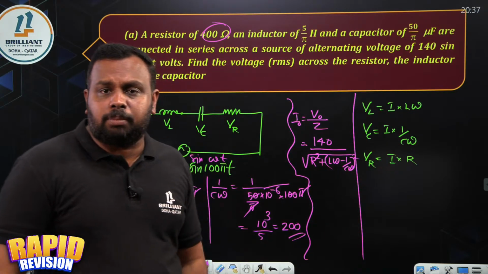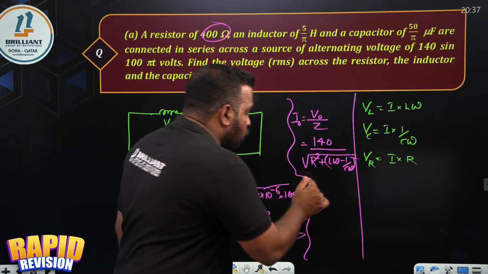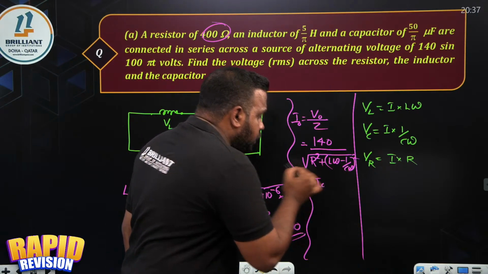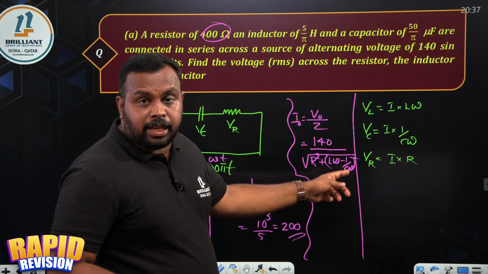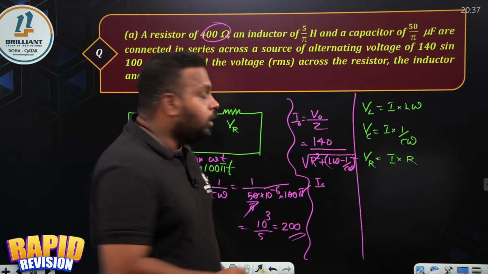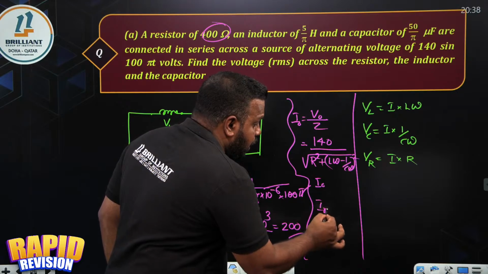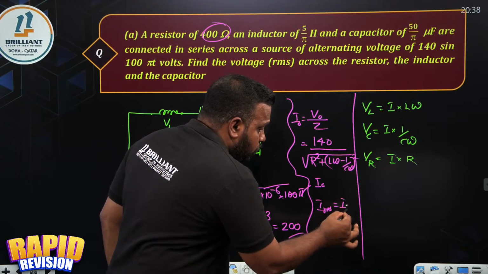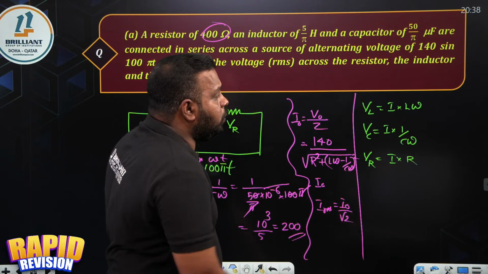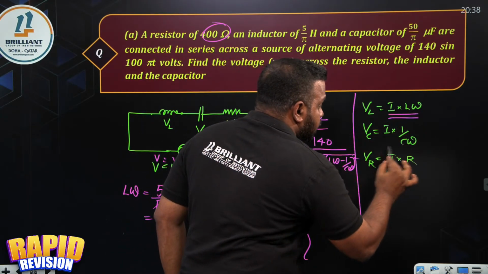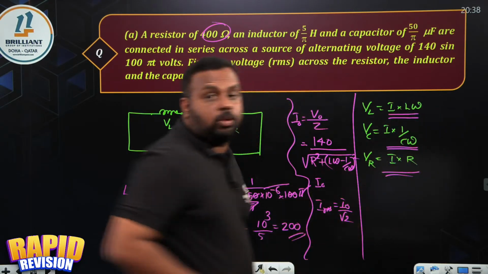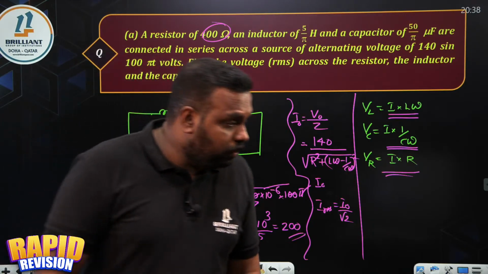Now the calculation part I am leaving to you. You can find the value of I naught. That is the peak value. But in the question they are asking for the RMS value of voltage. For that we need I RMS. So after finding I naught, how can you find I RMS? I RMS is equal to I naught by root 2. Find this RMS value, and after that you can substitute in these formulas. You will get the voltage across all three circuit elements.